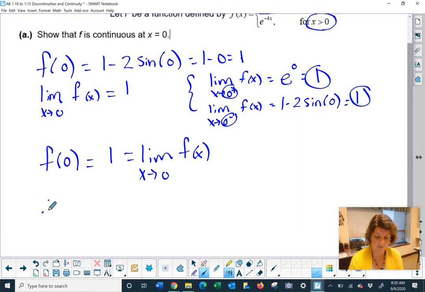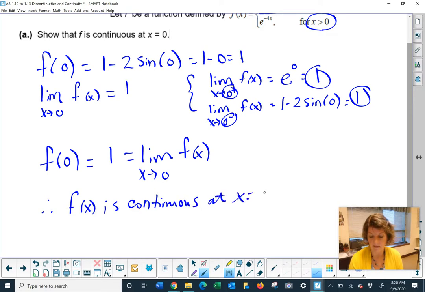So then I'm just going to finish by saying, therefore, f of x is continuous at x equals 0. Awesome. Learn how to do that. Take practice when you're working on your homework. Walk through the 3 parts of continuity.